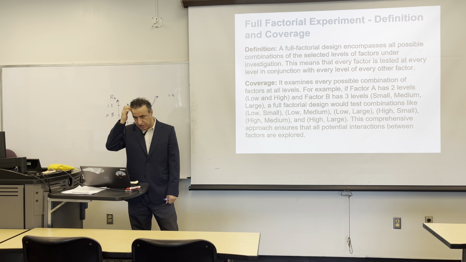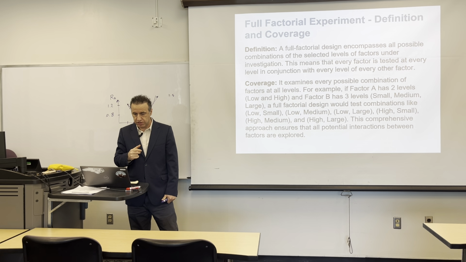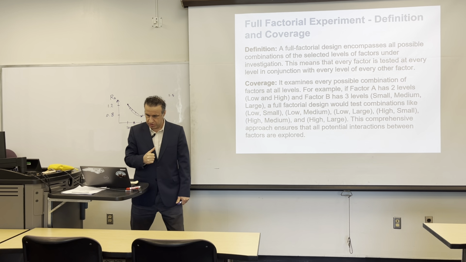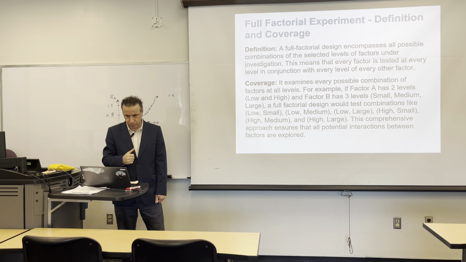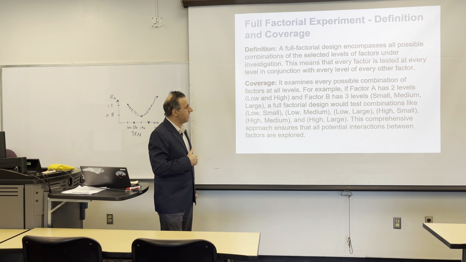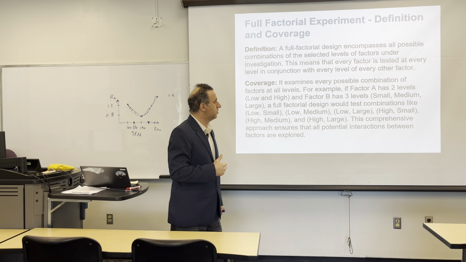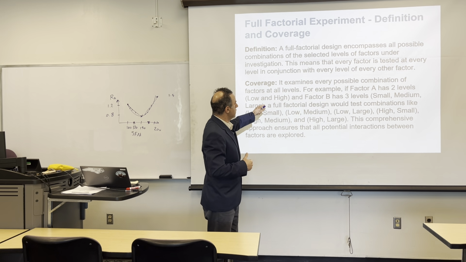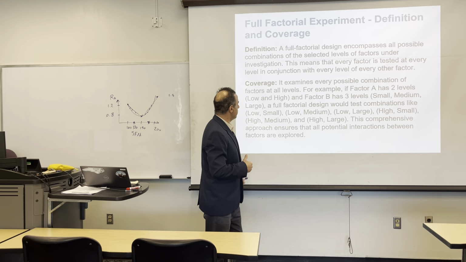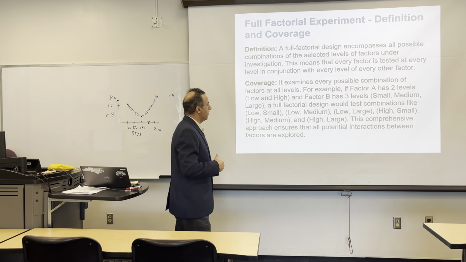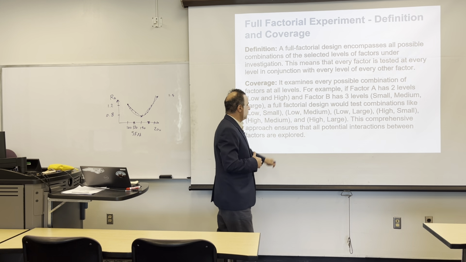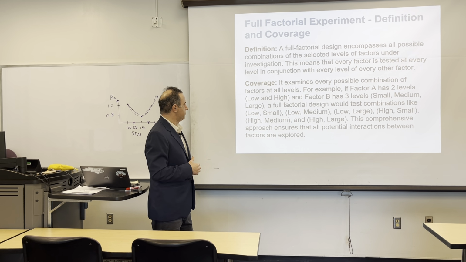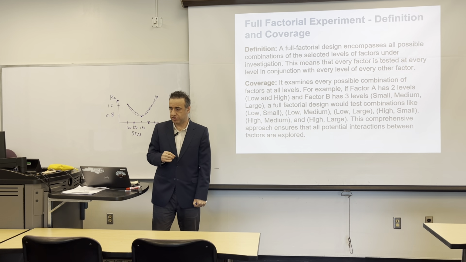Full factorial design is going to look at all possible combinations of selected levels of factors. Let's say you have a factor A and that one has 2 levels, right? High and low, and factor B has 3 levels, small, medium, large. The full factorial design is going to test the combination of all of them, right? So that is going to give you 6 experiments. So this is called full factorial design.